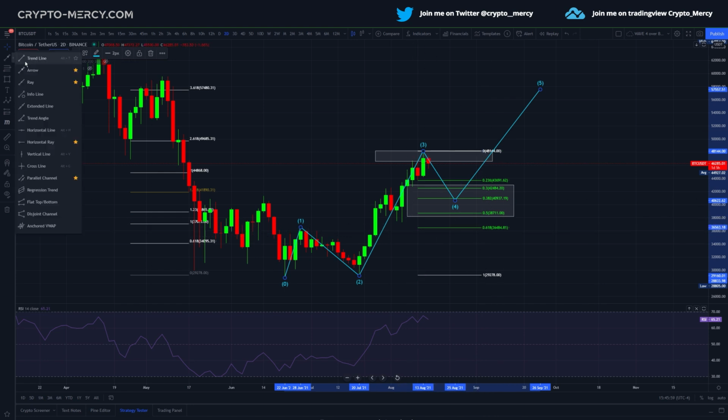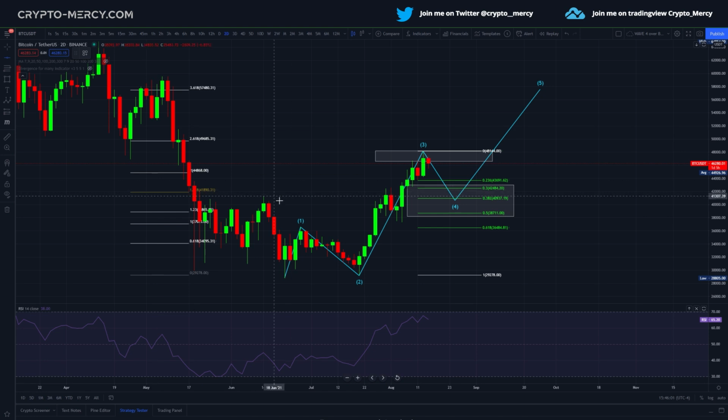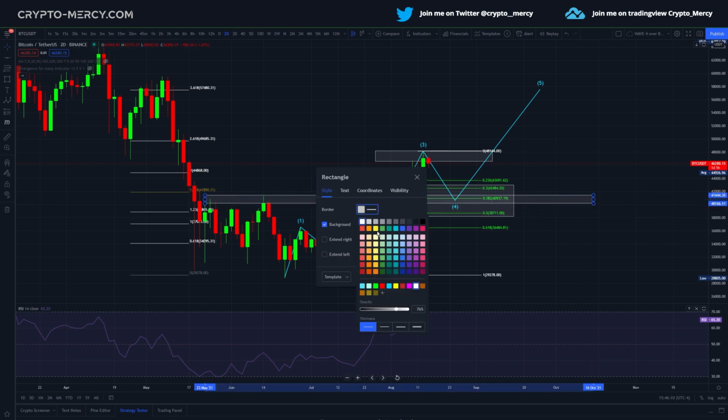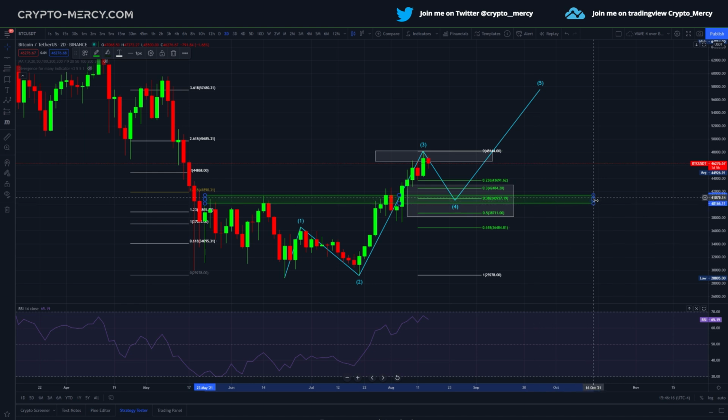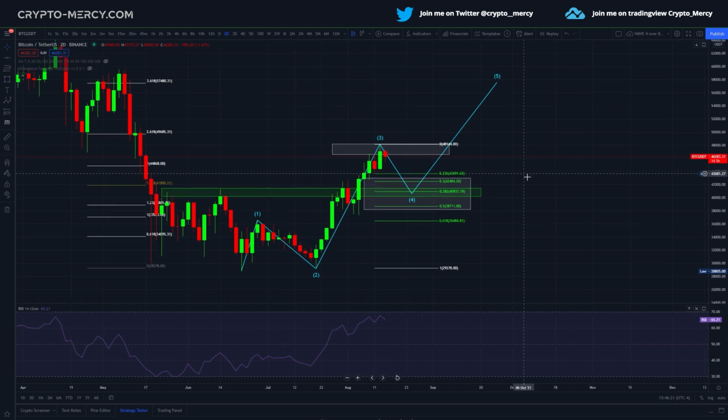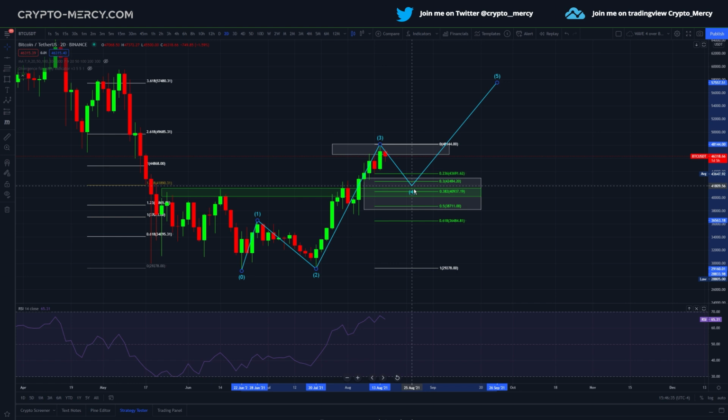If we are looking at the left side, we will see that we are having structural support in that zone right there. And this is coinciding with the 0.382, which I like for wave 4 retracement for Bitcoin. And we will watch 41K here. 0.382 is at 40,938 right now, and Bitcoin will have support there for sure.